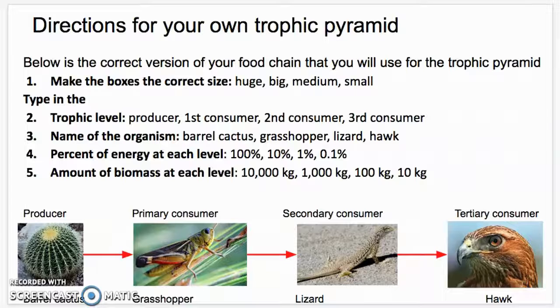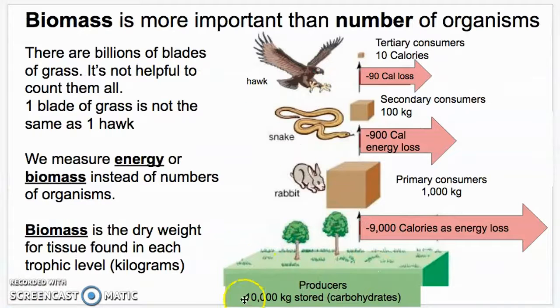We're going to go over how to do the work for making your own trophic pyramid. So what you're going to be asked to do is make your own trophic pyramid. Remember, the trophic pyramid is the one that looks like this, where we have the producers on the bottom, and then the rabbits, the snakes, and the hawks.